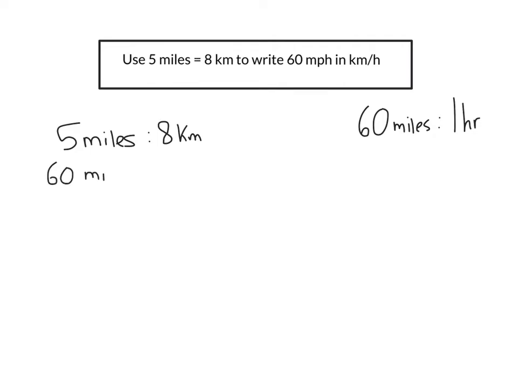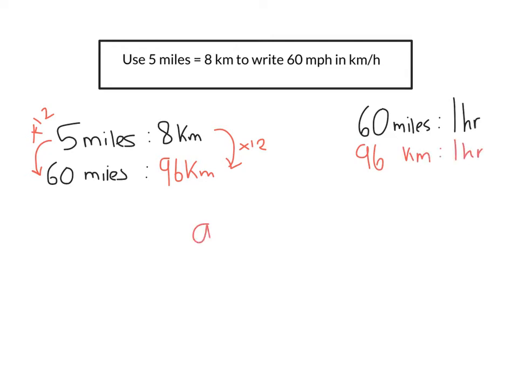So 60 miles here. So that means, how do I get from 5 to 60? Well, I'm timesing by 12. 60 divided by 5 is 12. So that means I need to times by 12 on this side. So 8 times 10 is 80. 8 times 2 is 16. Add them together. 96 kilometres. So that means it's 96 kilometres for every 1 hour. So it's 96 kilometres per hour.